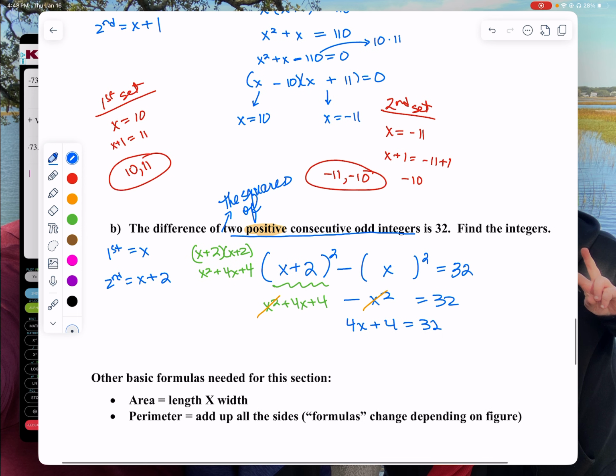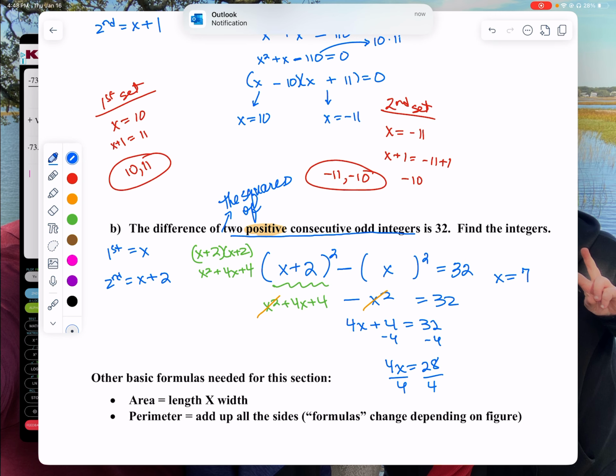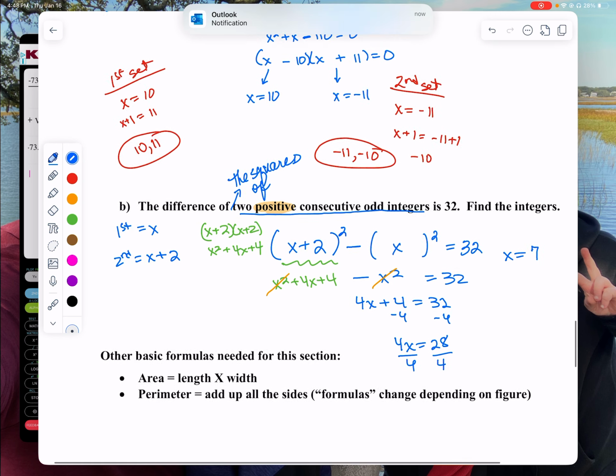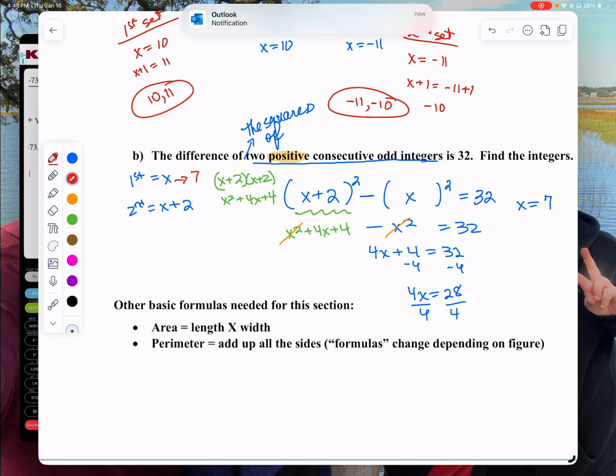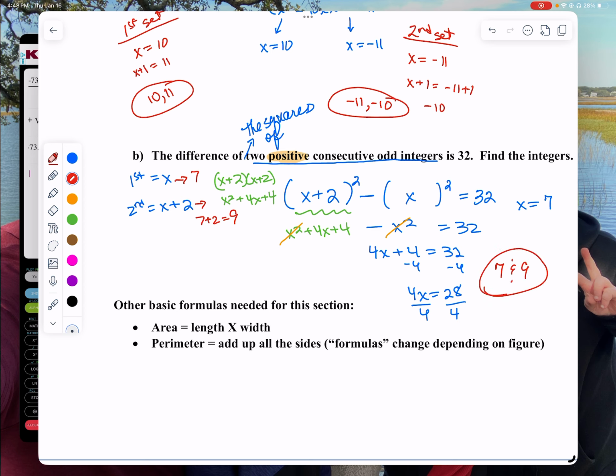Now I just have an algebra 1 problem. So I'm going to subtract. I get, what's that, 28? And divide by 4. And I get x equals 7. And they want us to find both the integers. So this one is 7. So this one is 7 plus 2, so that's going to be 9. So my answers are 7 and 9.